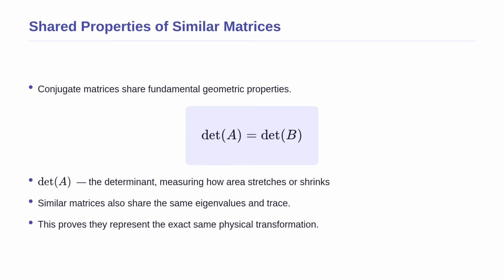Because similar matrices represent the same underlying geometric action, they must share many fundamental properties. One of the most important is the determinant. The formula shows that the determinant of matrix A will always perfectly equal the determinant of matrix B. The determinant measures how much a transformation stretches or shrinks an area. This physical stretching should not change just because you look at it from a different coordinate system. They will also share the same eigenvalues, which are special stretching factors, and the same trace. This proves that conjugacy classes group together matrices that are physically doing the exact same thing.